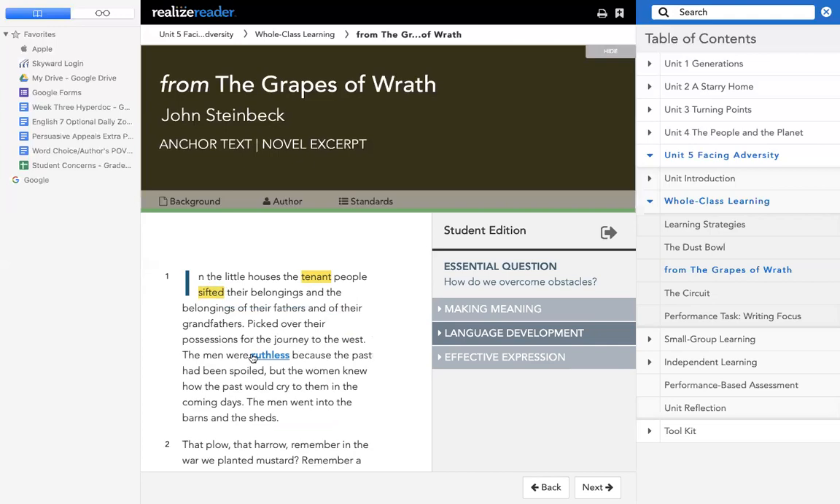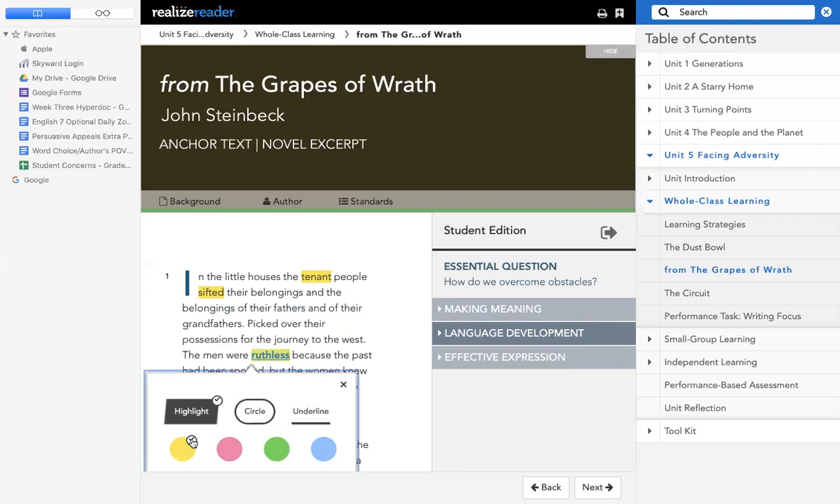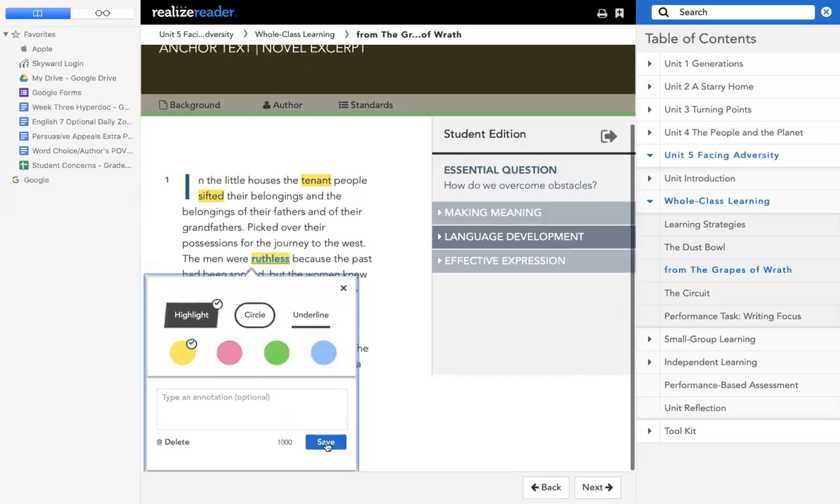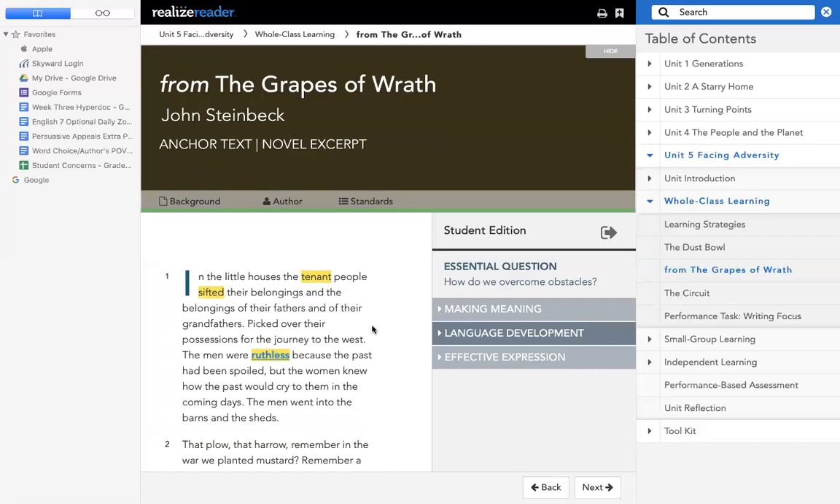And ruthless, which is actually one of our vocab words. So we will come back to this word, but I'm going to highlight it. All right. There's our paragraph 1.